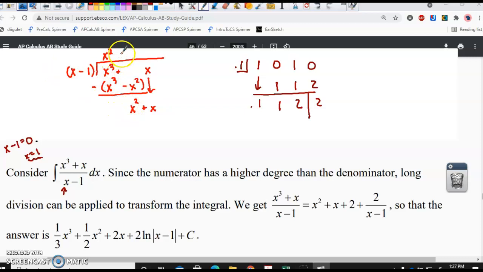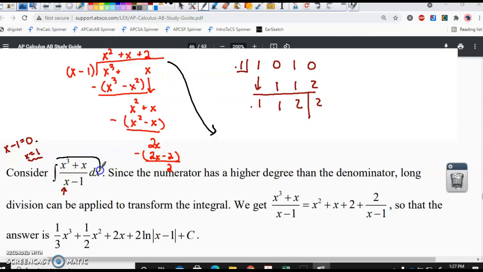Okay, x times x, positive x, would give me x squared. Now I'm going to distribute the x through: x squared minus x. And now when I subtract these, what do I get? 2x. And so finally, x times what gives me 2x? That's a 2. So 2x minus 2, and when I subtract, I get a 2. So I'm really looking at the same answers here, because these give me my coefficients of the one-less-degree term.